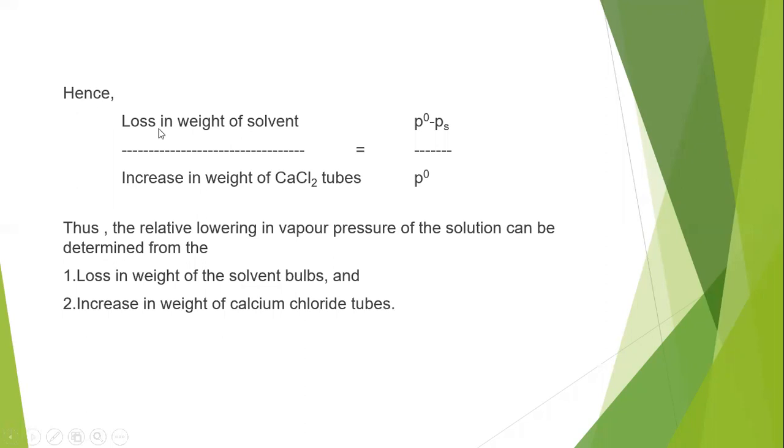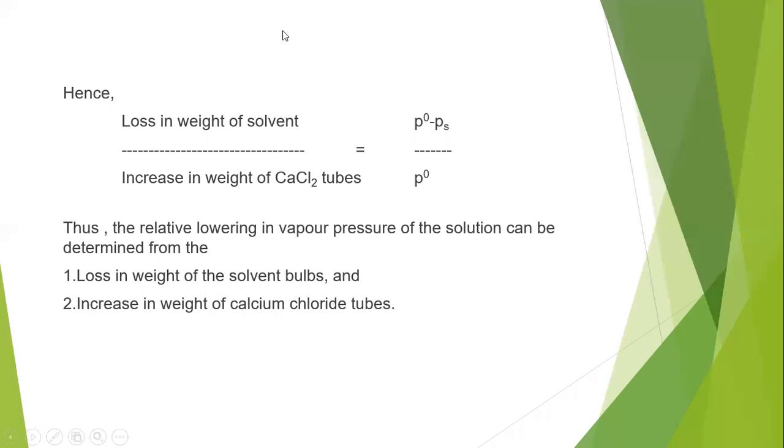Hence, the loss in weight of the solvent divided by the increase in weight of the calcium chloride tubes is equal to P0 minus PS by P0. That is nothing but the relative lowering of vapor pressure. Thus, the relative lowering in vapor pressure of the solution can be determined from the loss in weight of the solvent bulbs and the increase in weight of the calcium chloride tubes.